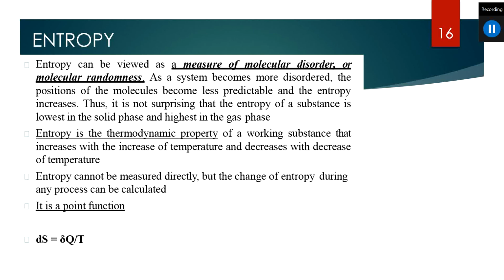Entropy cannot be measured directly, but the change in entropy during any process can be calculated. So we are more interested in the change in entropy of a system, and entropy is a point function; it depends upon the state of the system. The change in entropy is represented as dS, which is equal to delta Q by T, or dQ by T. So these are all today's lecture, and go and study these terms in detail.